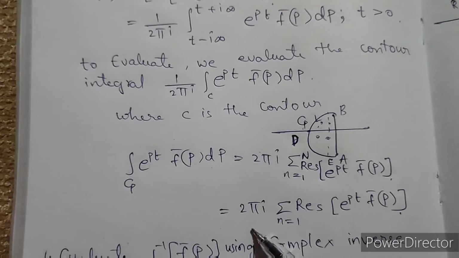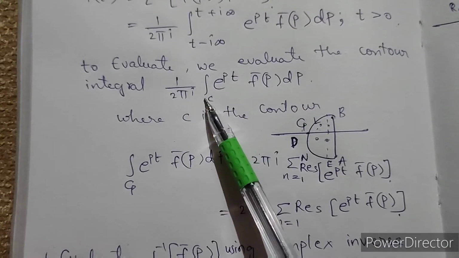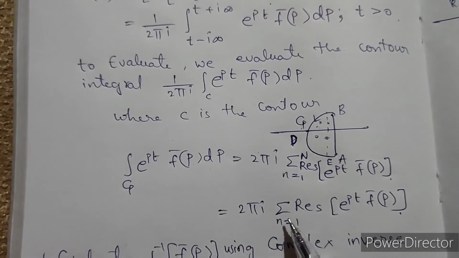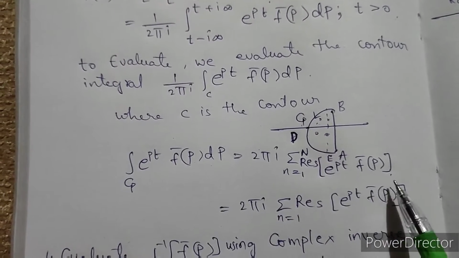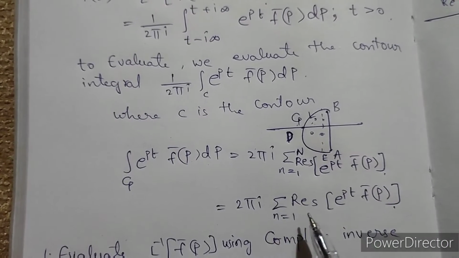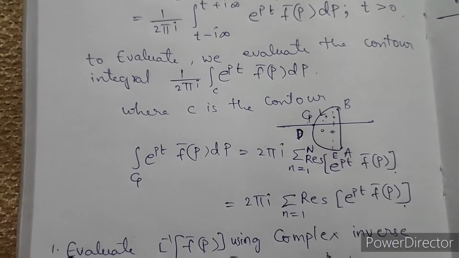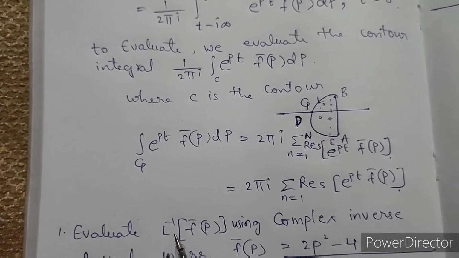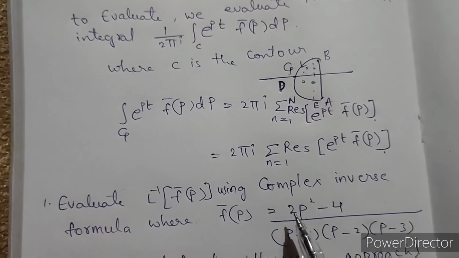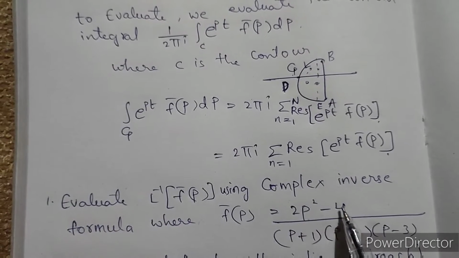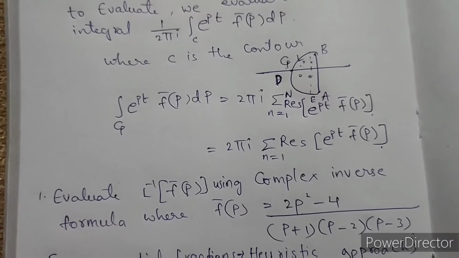So if we compare this with this, and replace, we will be left with the summation over n equals 1 to n of residue of e power pt into f bar of p. In short, it is the sum of all residues of e power pt into f bar of p. Then let's see how we evaluate the Laplace inverse of f bar of p using the complex inversion formula, where f bar of p is equal to 2p square minus 4 divided by p plus 1 into p minus 2 into p minus 3.